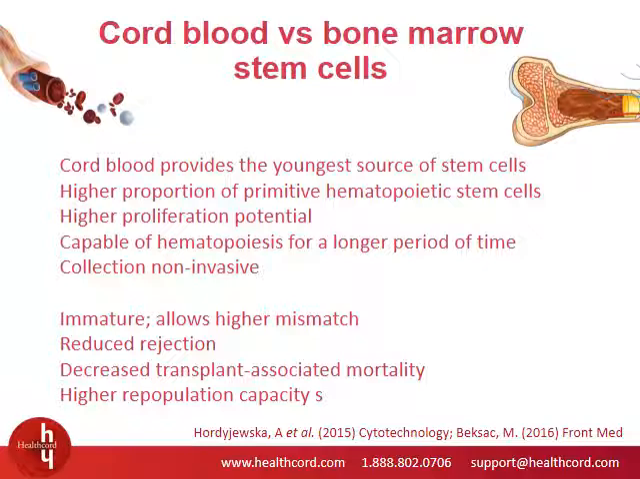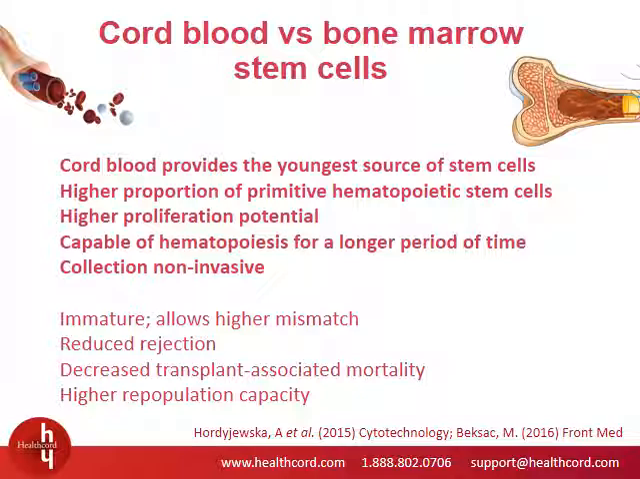But stem cells taken from these 2 sources are not the same. This slide summarizes some of the differences between stem cells from cord blood and the bone marrow. Stem cells from cord blood are at their youngest possible state, which means there's a higher proportion of primitive hematopoietic stem cells in cord blood. Studies show that stem cells from cord blood have higher proliferative potential, 3 to 15 times that of bone marrow. These young stem cells from cord blood have long telomeres, which means they can undergo hematopoiesis, the process of making blood cells, for a longer period of time.